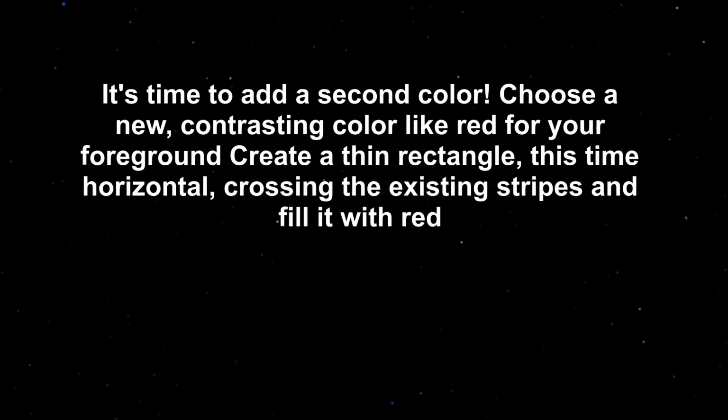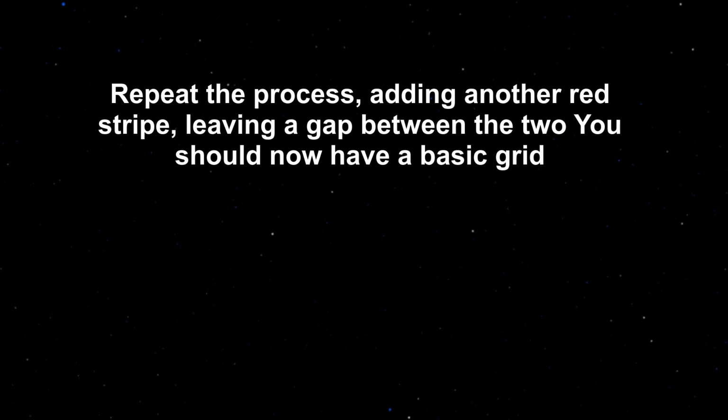It's time to add a second color. Choose a new, contrasting color like red for your foreground. Create a thin rectangle, this time horizontal, crossing the existing stripes and fill it with red. Repeat the process, adding another red stripe, leaving a gap between the two. You should now have a basic grid.